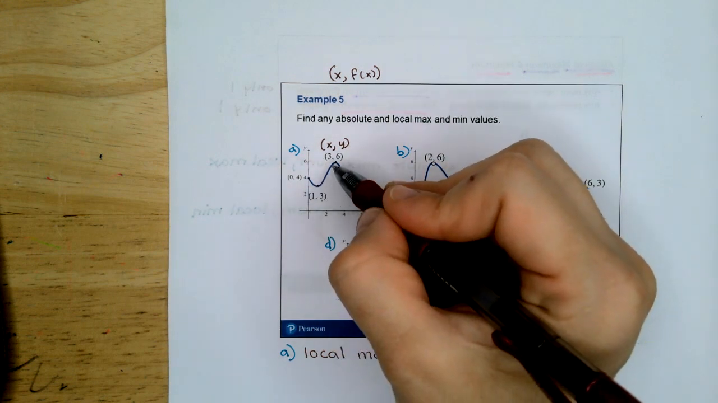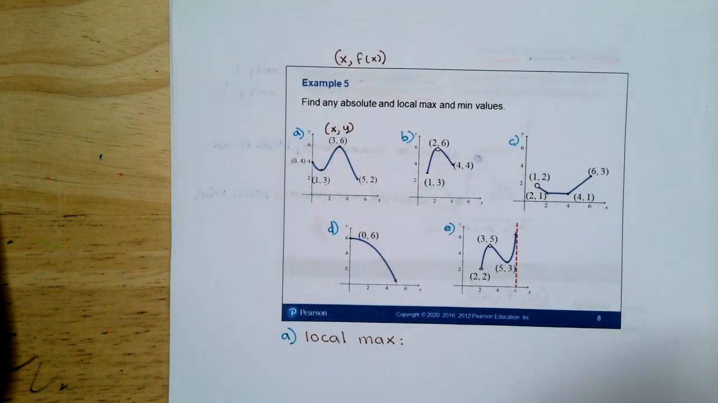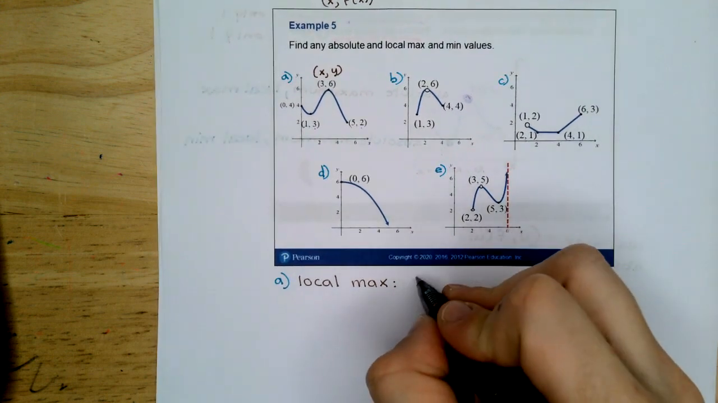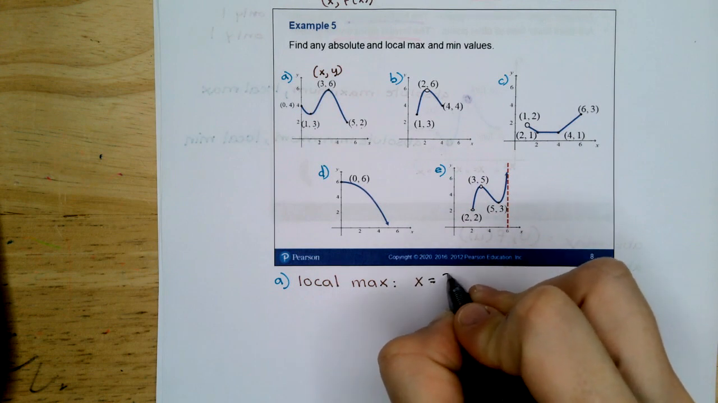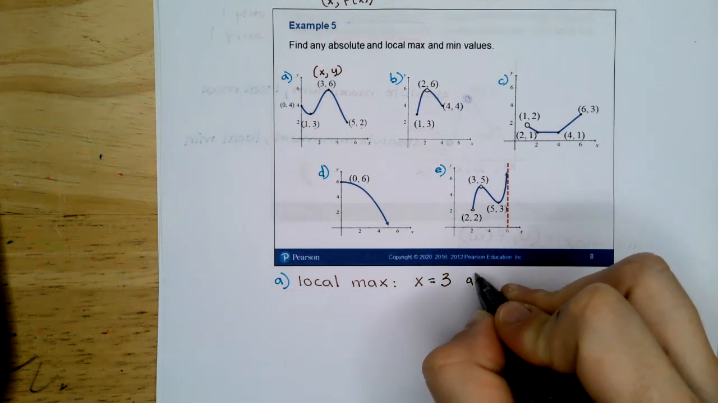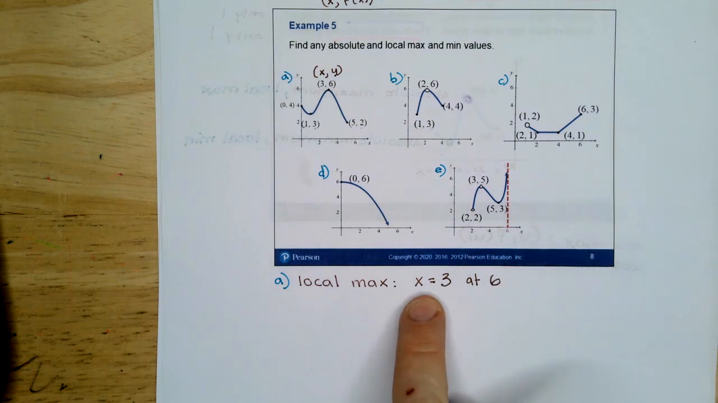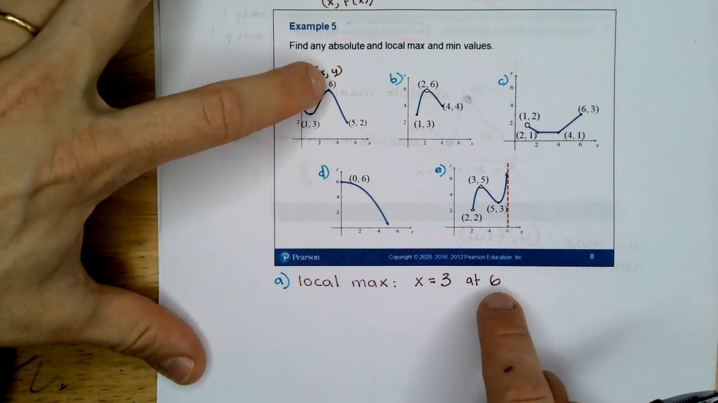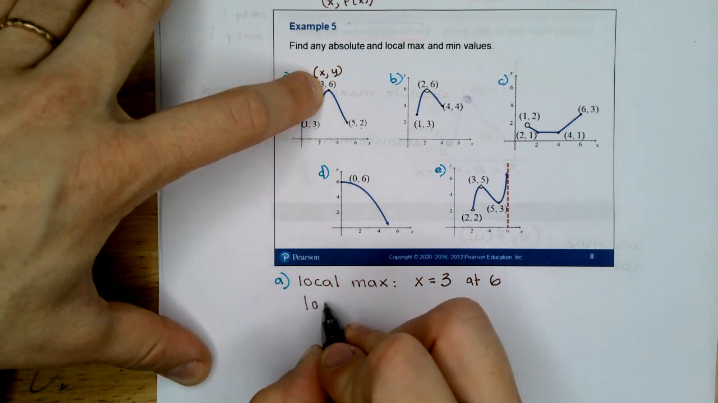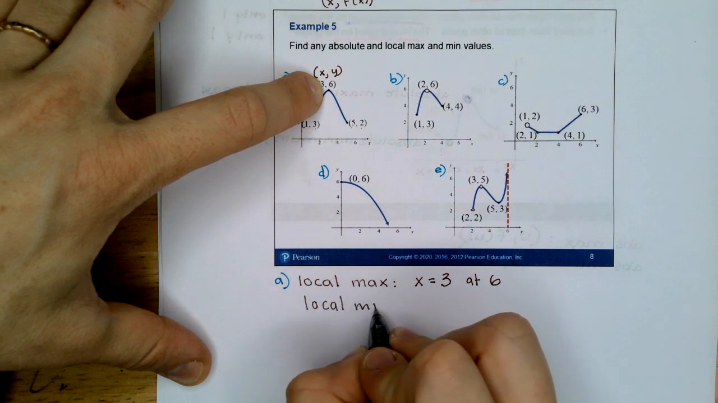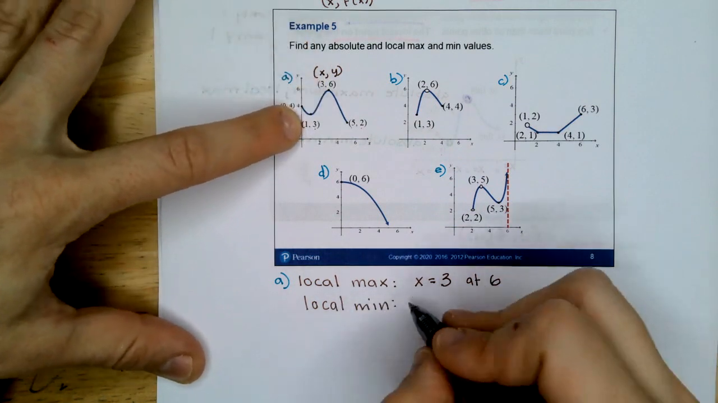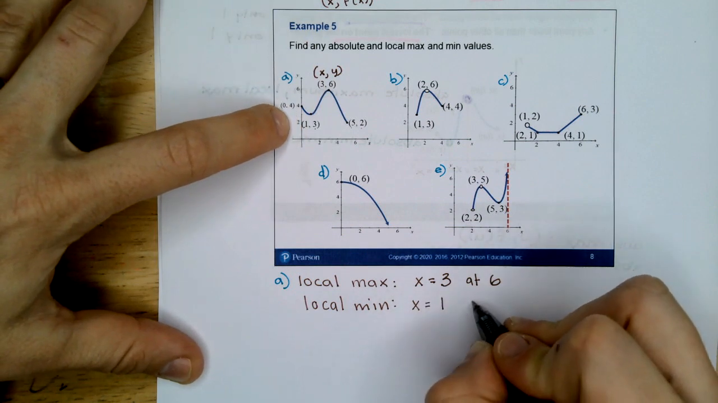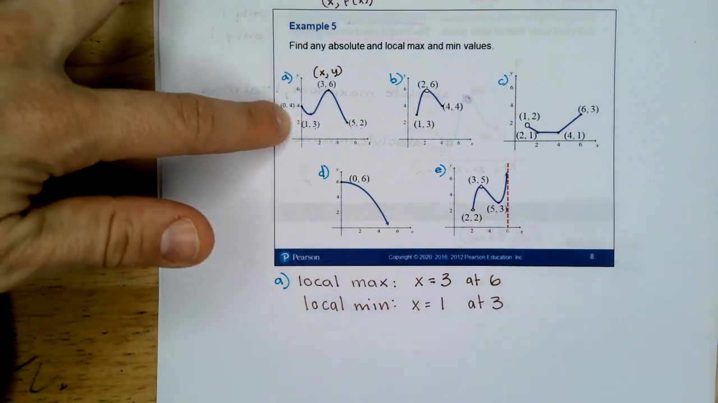What is the highest point that still comes down? It's going to be 3, 6, right? But I want to answer it the way that they're most likely going to ask it, which is it's equal to 3 and it is at 6. X is 3, my height is 6. It locally goes up to 6, okay? My local minimum, it has to be a valley. It has to go down and come back up. So it's going to be X is 1 at 3, okay?